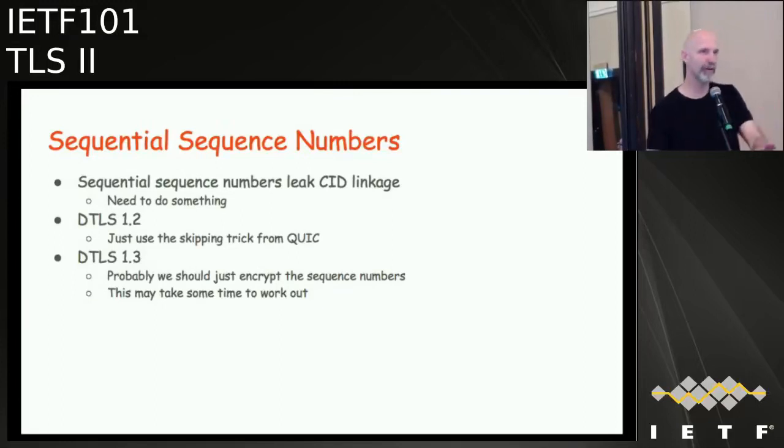For 1.3, however, I think we should encrypt the sequence numbers. This is going to take a little time to work out. QUIC and DTLS should harmonize on how to encrypt the sequence numbers. Either they should do it or not do it, and they should do it in approximately the same way.